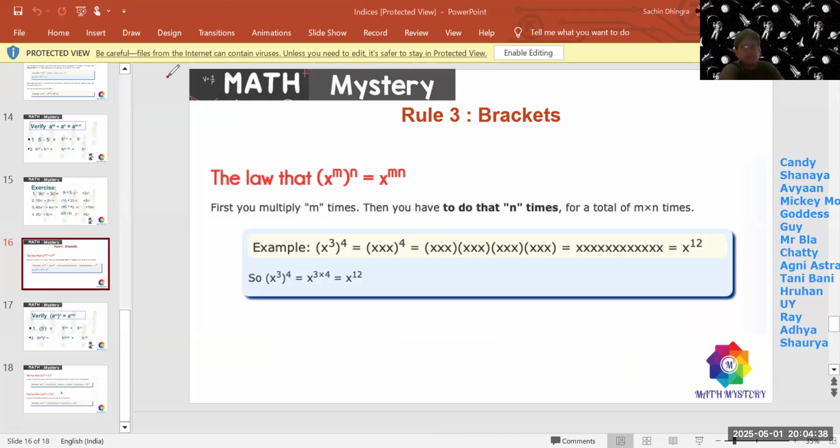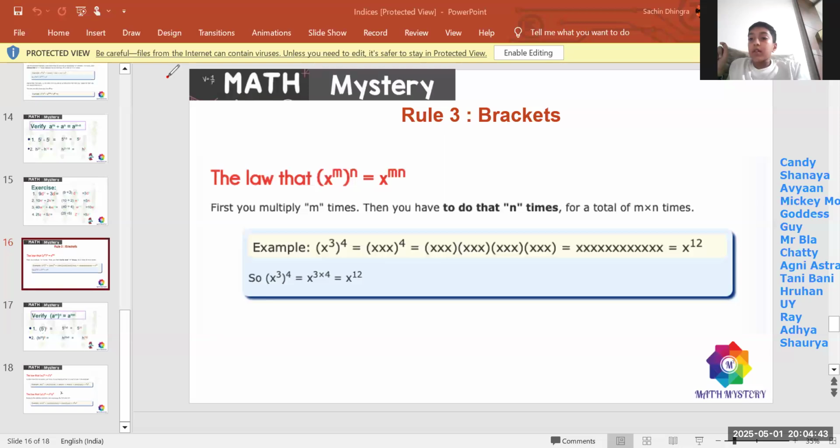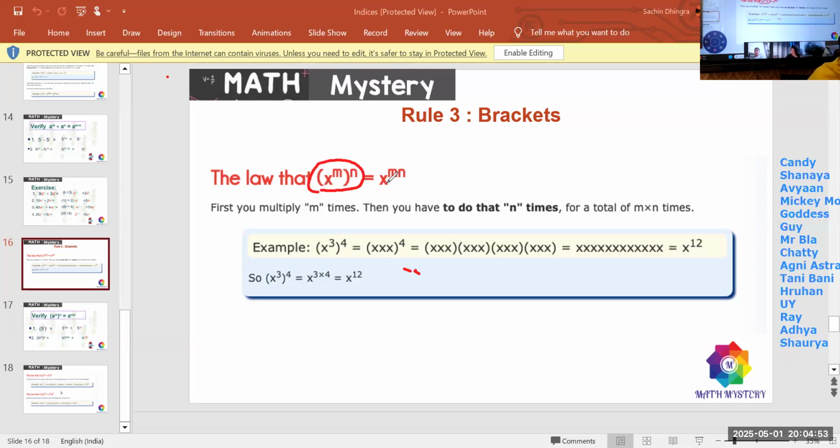Rule 3, brackets. First, you multiply m times, then you have to do that n times, for a total of... No, beta, listen to me. The law states x to the power m whole to the power n is x to the power mn.